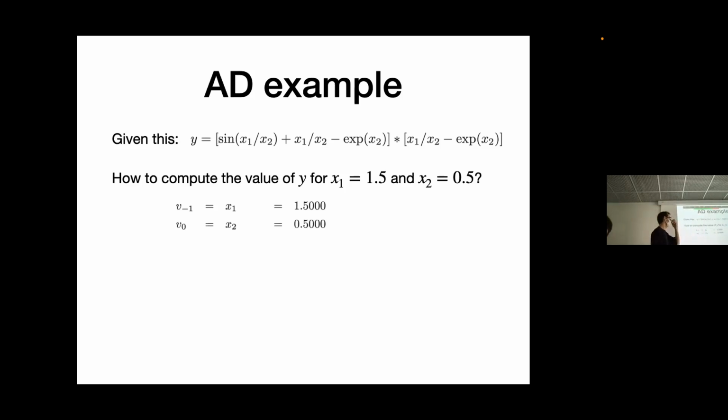To do this, we will use variables v. We say that x1 is equal to v minus 1 and x2 is equal to v0. When you look at this function, maybe the first thing I want to compute is x1 over x2. You have this three times in the equation, so maybe it's a good start. So we can create a new variable, v1, which is x1 over x2, which is in fact v minus 1 over v0. And you can easily compute the value of v1.